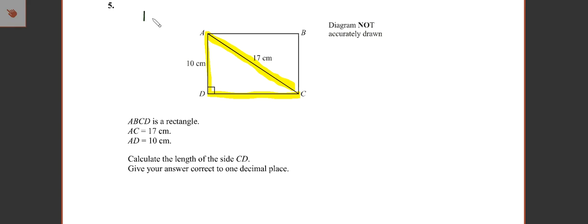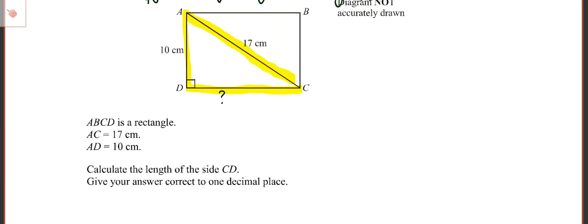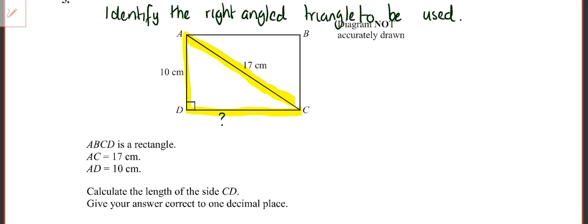So I'm going to say, on our notes, let's put: identify the right angled triangle to be used. So that's what I've just done. And this is the side that I wanted to know. And then it was labeling the sides. So we want to know which one's A, which one's B, which one's C.